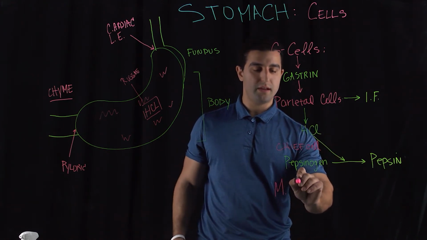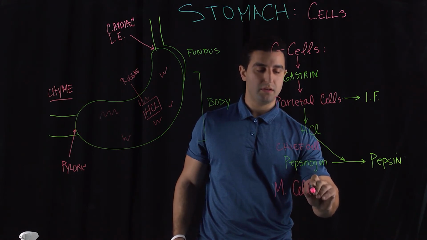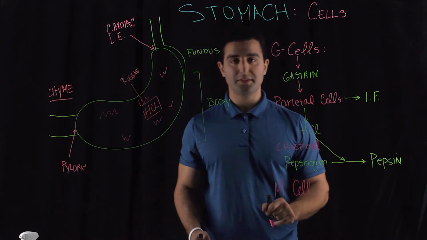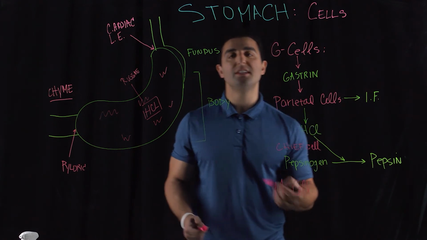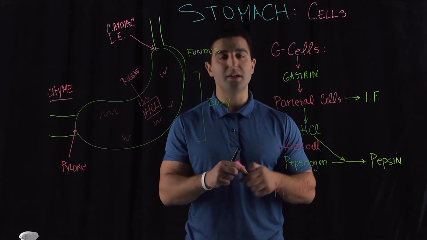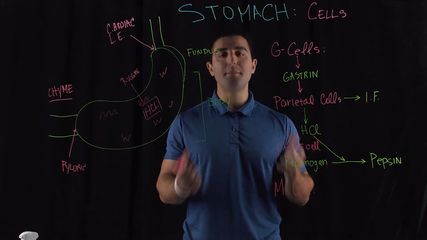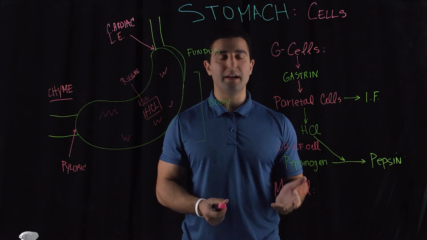And then the third type of cell that I want you to worry about is M cells. These are called mucosal cells. Mucosal cells' main function is to secrete mucus into the stomach lining. So they help with the maintenance of the stomach lining.